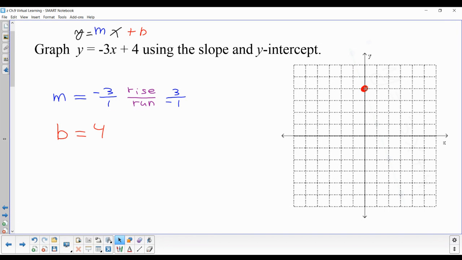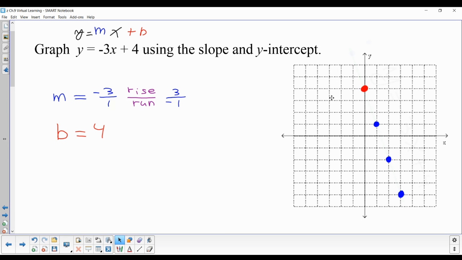I will count down 3, 1, 2, 3, a rise of -3, a run of +1, 1 to the right. A rise of -3 means 1, 2, 3 down, and a run of 1 means 1 to the right.